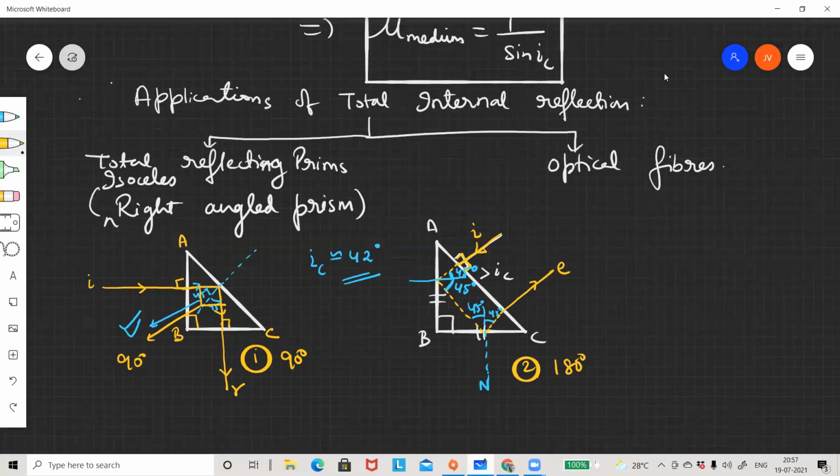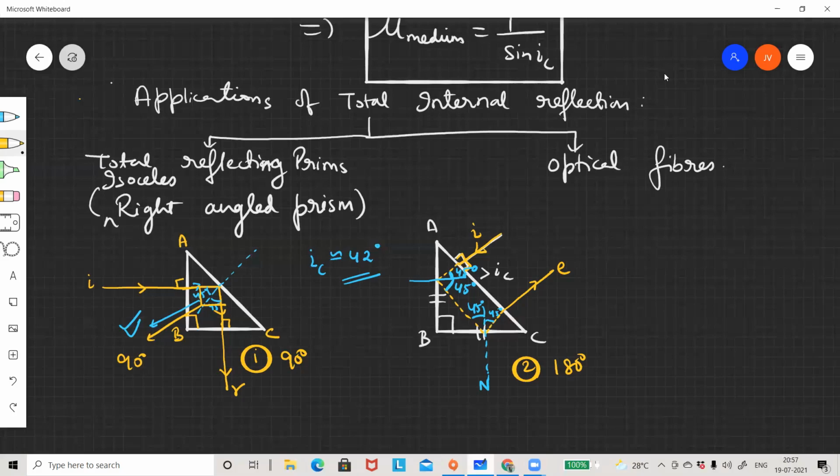Now, what is the purpose of rotating by 90 or 180? It depends upon what kind of optical instruments we are using. In periscopes, we want the ray of light to turn by 90 degrees, with two prisms placed, one at the eyepiece and one at the exit point. So the ray of light has to bend by 90. It depends upon which optical instrument we are talking about.